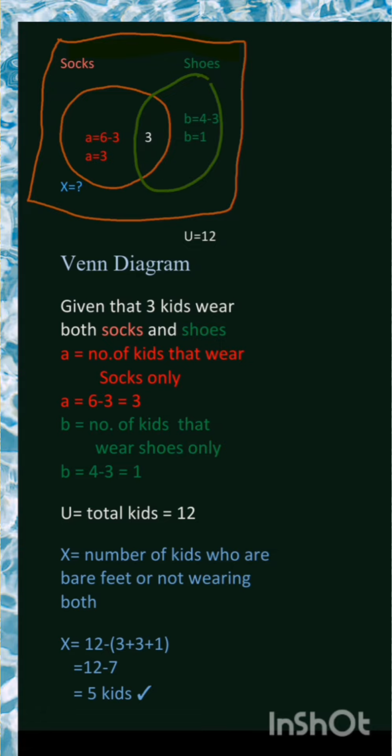We know the total number of kids is 12. So, the number of kids who are barefoot, or not wearing boots, is equal to 12 minus (3 plus 3 plus 1), or 12 minus 7, which is equal to 5 kids.